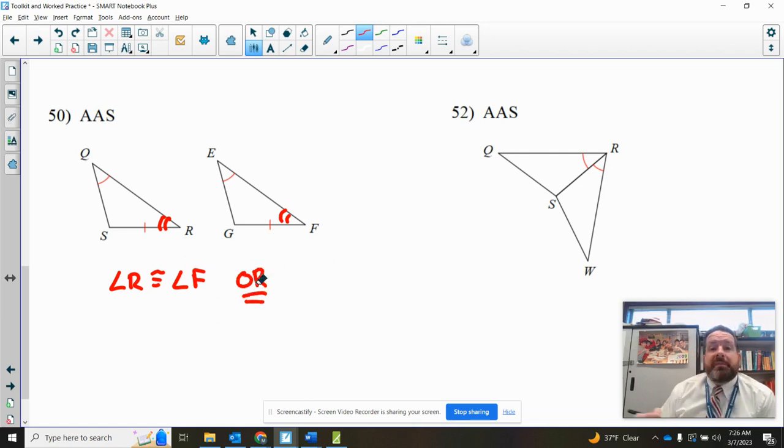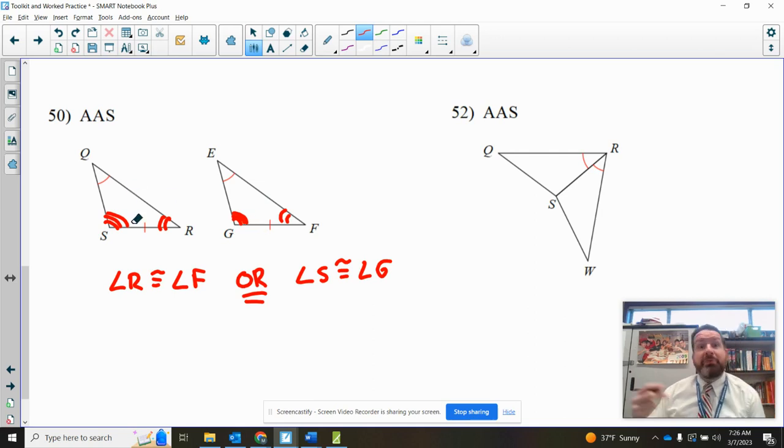Or I could do this. I could go to the bigger angle. Instead, I would know that angle S is congruent to angle G. Because it's AAS in both cases, either one is okay. You don't need to list them both.